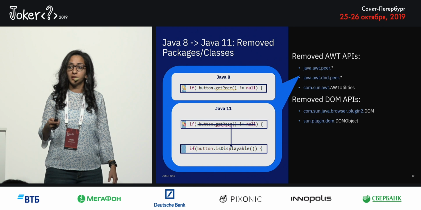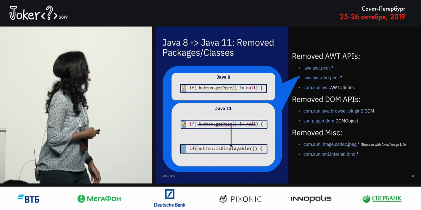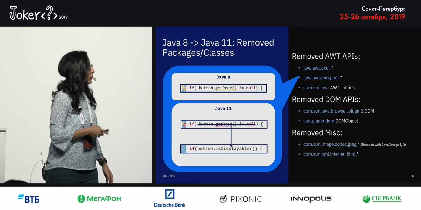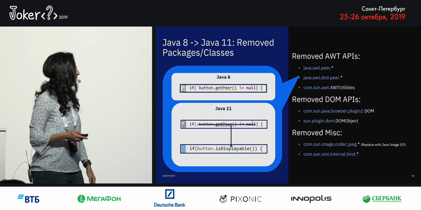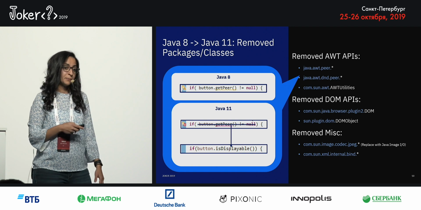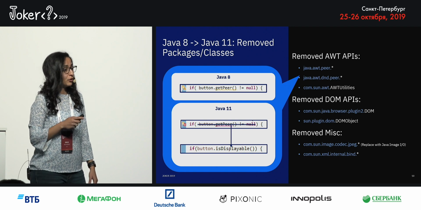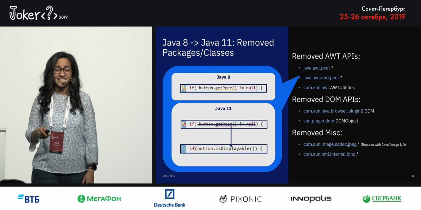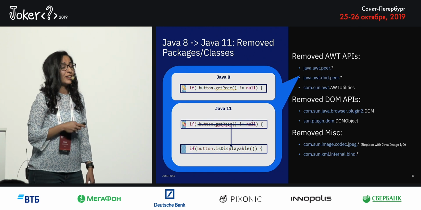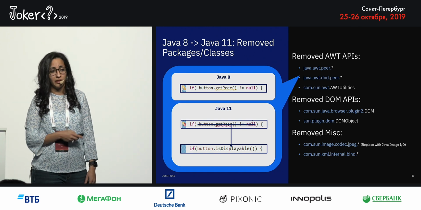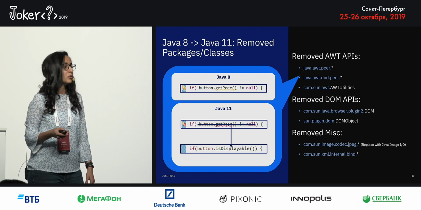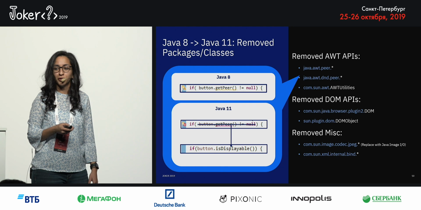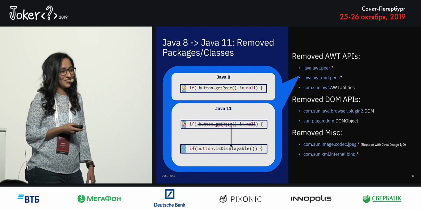Some DOM classes got removed as well. And the image codec JPEG package got removed. Use Java image IO instead. And the internal bindings package got removed. If you're using any internal classes from Java, you're going to have issues when you go to Java 11 in general. So Oracle always says, well, you shouldn't be using internal classes, but we all know if it's there, sometimes you just use it.